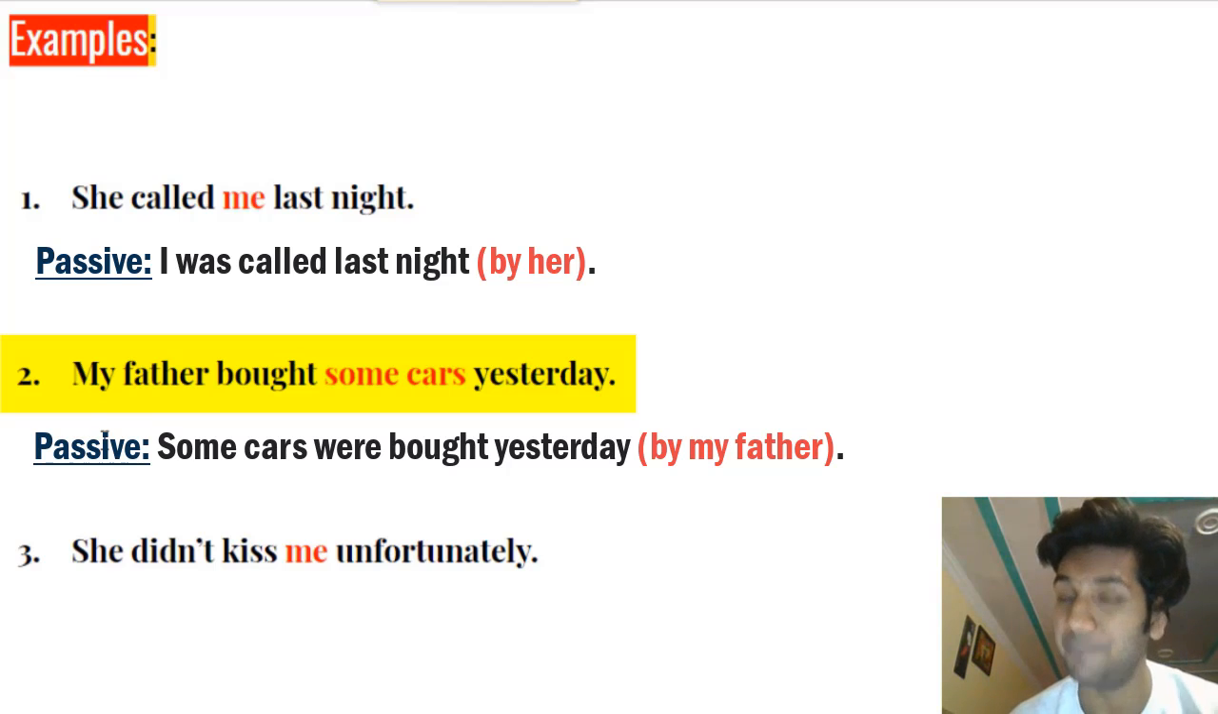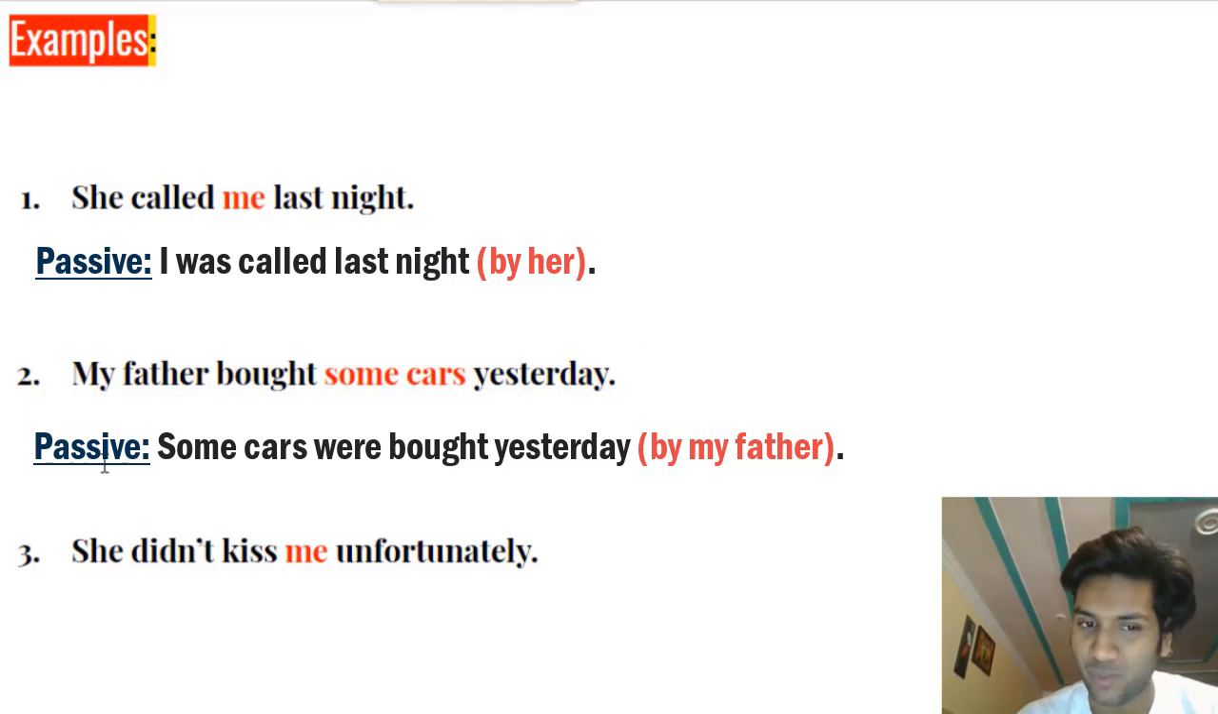Plural subject, was or were? Were. Some cars were bought by my father yesterday. Some cars were bought yesterday by my father, if you want to add the doer of the action.